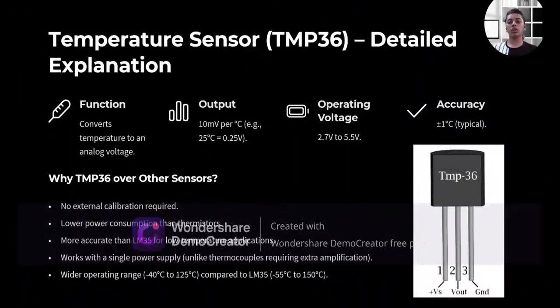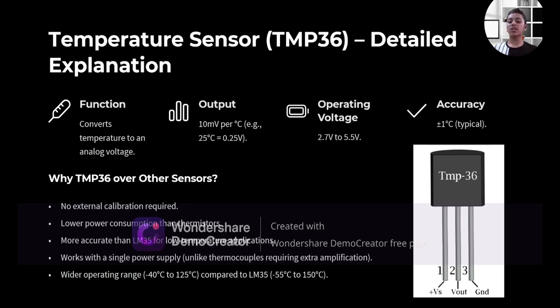Now we see all the components one by one. First is the temperature sensor, TMP36. It converts temperature to an analog voltage. Output voltage is 10 millivolts per degree. Operating voltage is 2.7 volts to 5.5 volts and accuracy is plus or minus 1 degree typical.